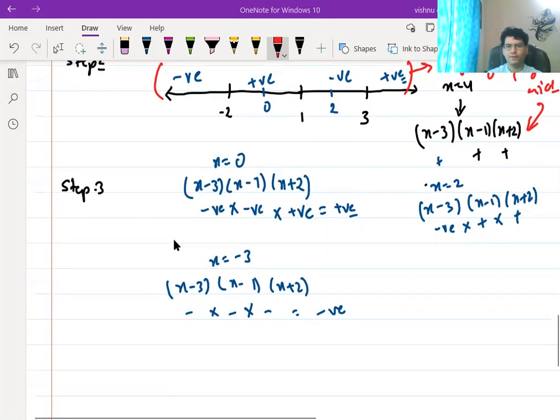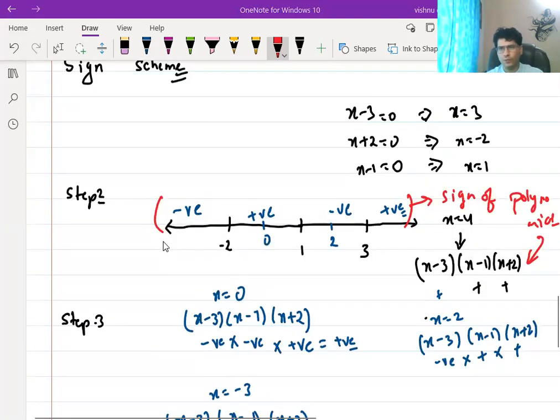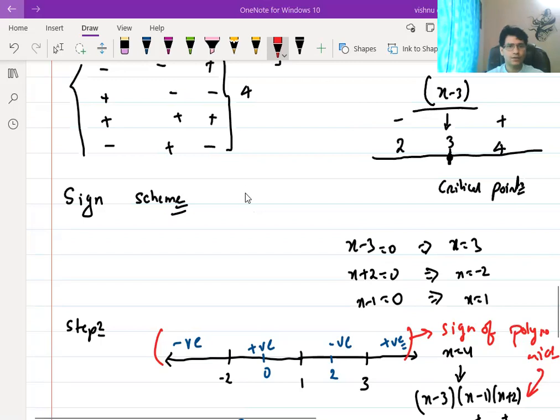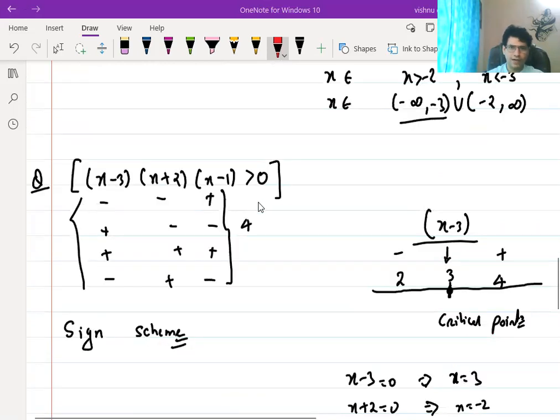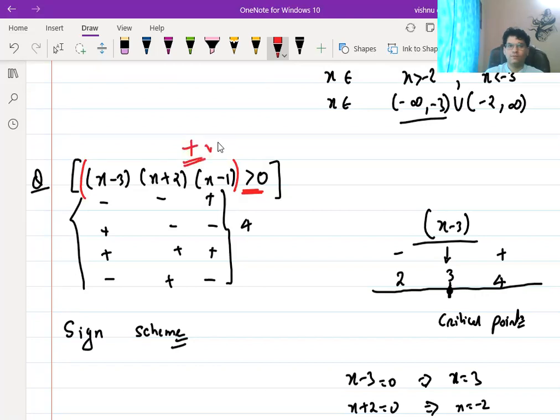Now, how to write it? This is step 3. Till step 3, everyone should be clear. Now the last step. Ask yourself what you require. Which kind of value, positive or negative? You require what value of this? Greater than 0, which means this should be positive. Yes or no? Raise your hand. You require the positive values, as simple as that.